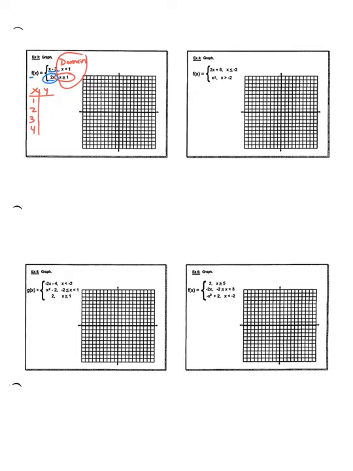So I just do this mentally. Y equals 2x. I'm going to plug in 1. 2 times 1 is 2. And then 2 times 2 is 4. 3 times 2 is 6. 4 times 2 is 8. And then I'm going to plot them on the graph, starting with (1, 2), (2, 4), (3, 6), (4, 8).